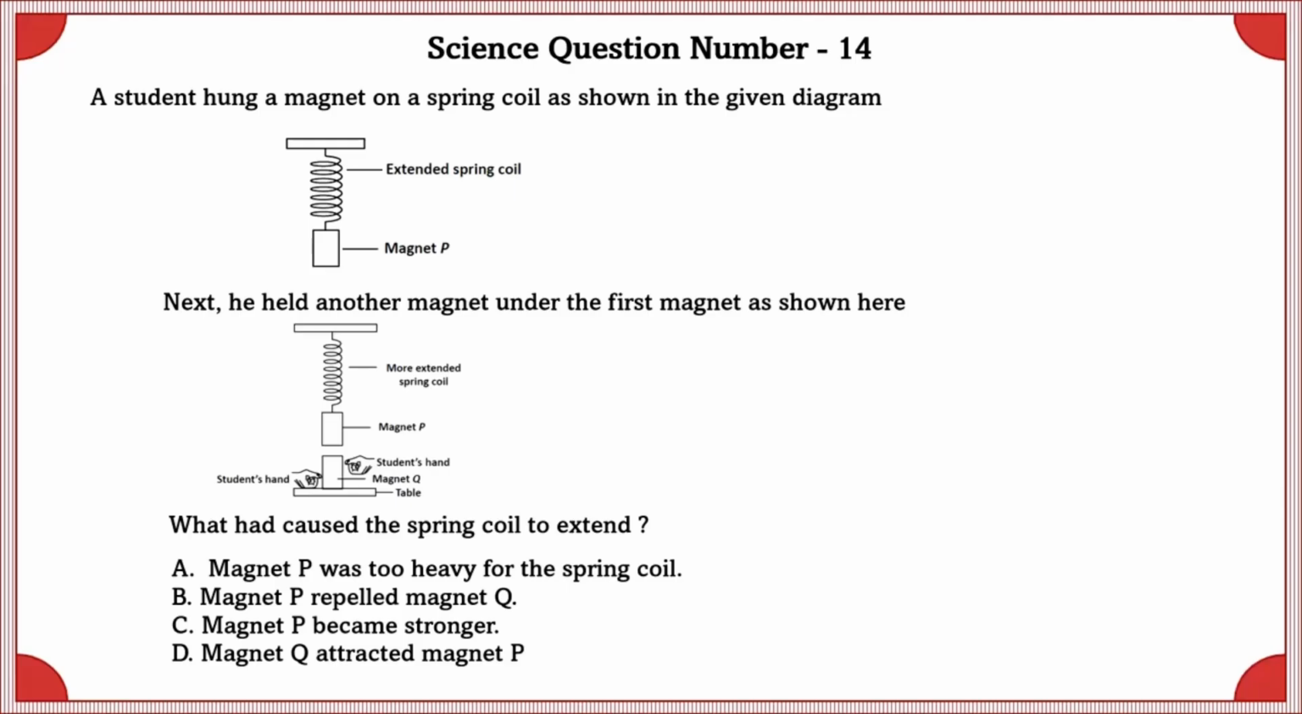Science question number 14. A student hung a magnet on a spring coil as shown in the given diagram. Next, he held another magnet under the first magnet as shown here. What had caused the spring coil to extend?